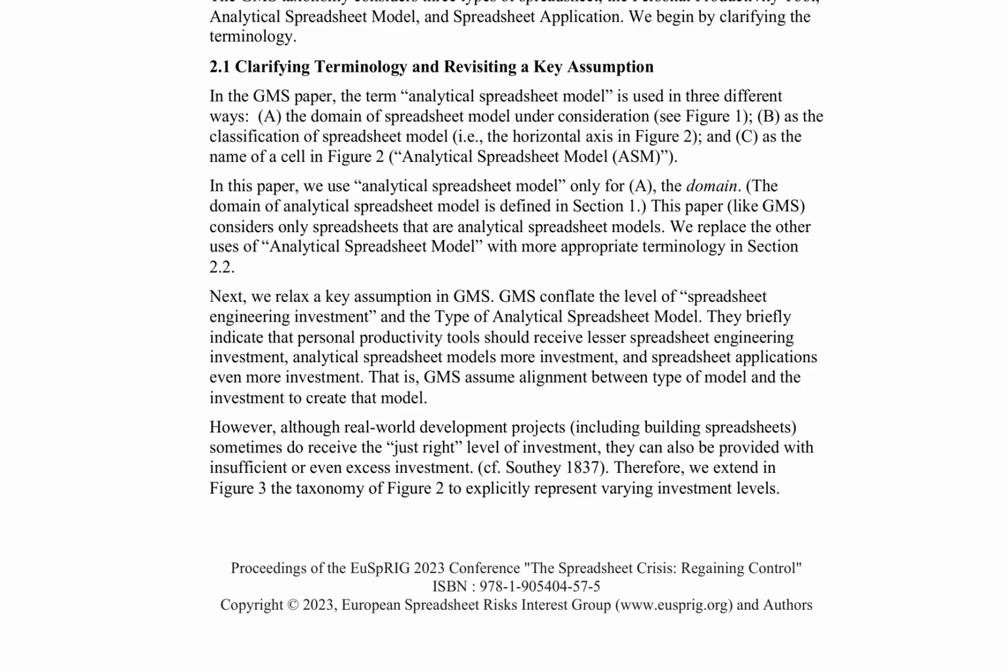The paper also relaxes a key assumption in GMS, which conflates the level of spreadsheet engineering investment with the type of analytical spreadsheet model. Instead, it proposes a 2-dimensional taxonomy that considers the intersection of 3 use cases and 3 engineering resource levels, leading to a new taxonomy featuring 9 types of analytical spreadsheet models. This refined taxonomy is crucial for understanding the diverse nature of spreadsheet models and their development processes.